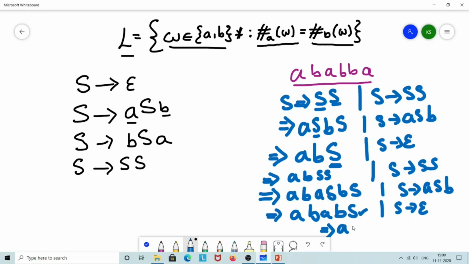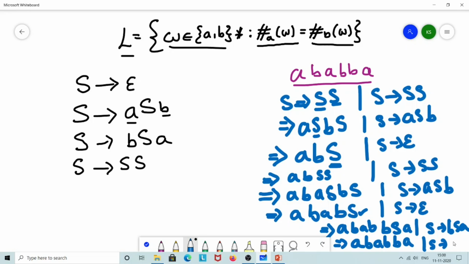So what I can do, I can apply this is what I have, and the S is replaced with BSA, right? So this is the rule applied, BSA. And finally, the S is substituted to epsilon. So I get AB, AB, and BA. Rule applied is S gives epsilon. So I was able to successfully derive this string by using the rule set I have, right?